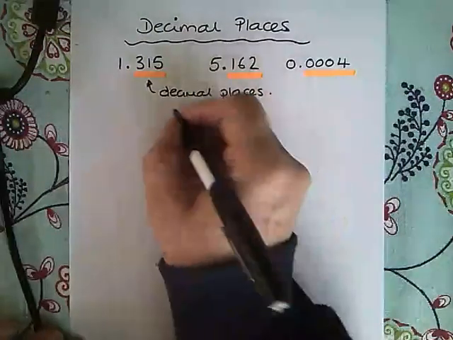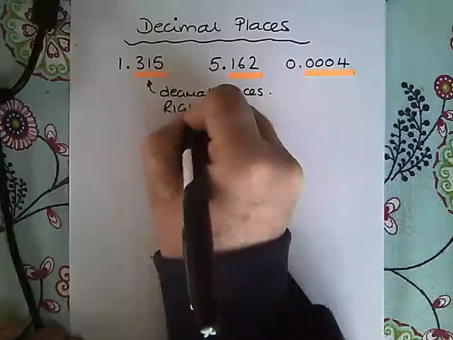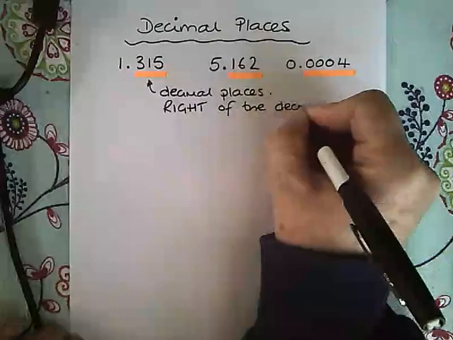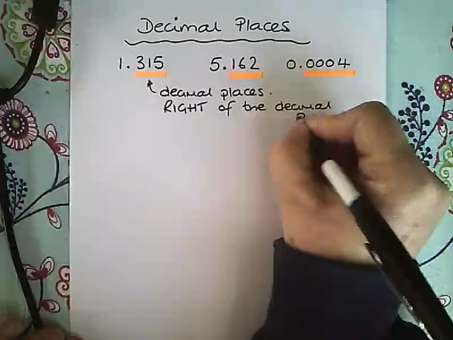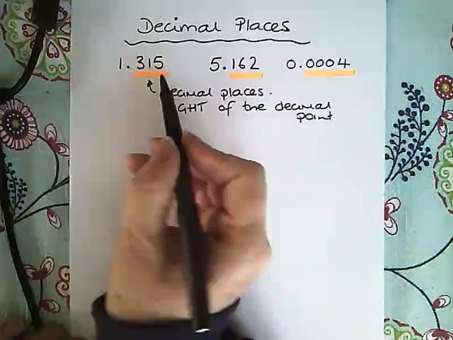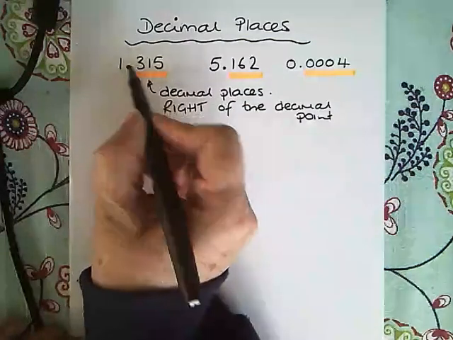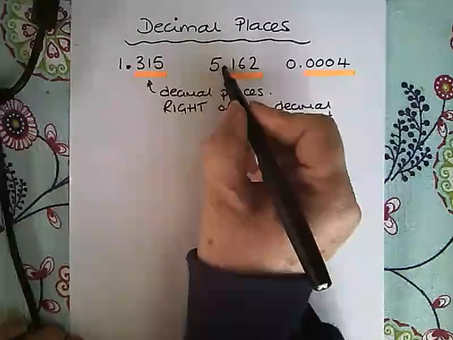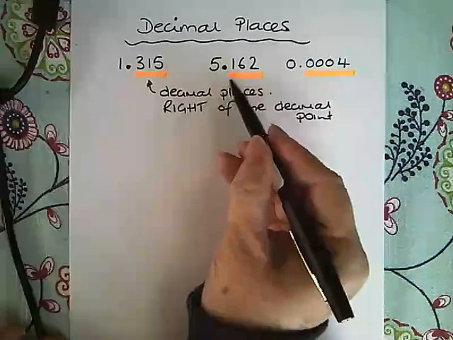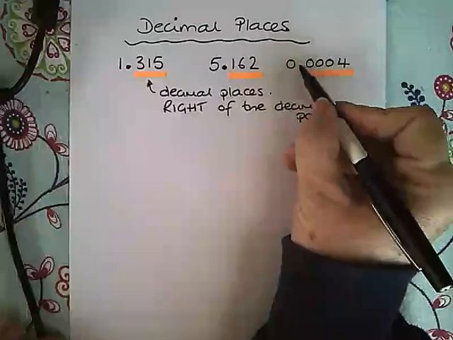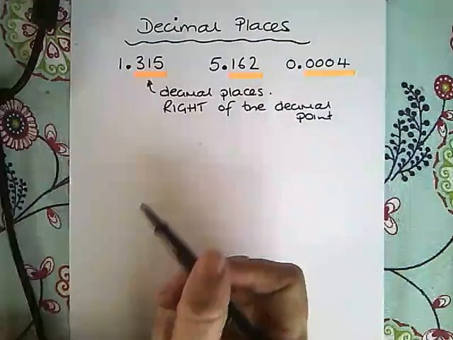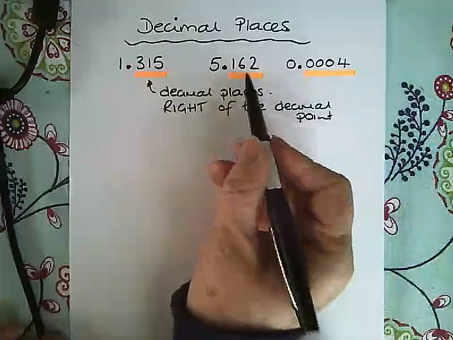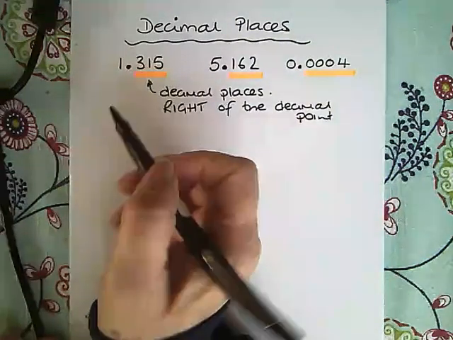and they are always to the right of the decimal point. You can see here the decimal point in this number is here. The decimal places are to the right. The decimal point is there in that number, and these are the decimal places, and the decimal point is there, and here we've got 4 decimal places, 3 decimal places, 3 decimal places.